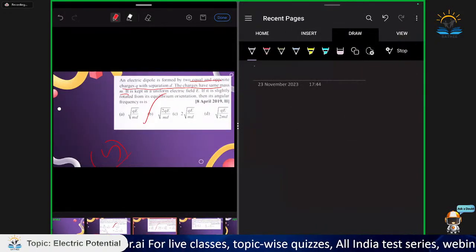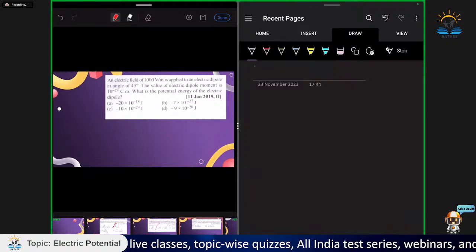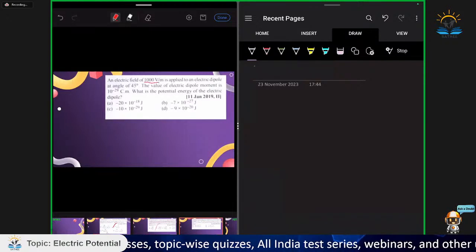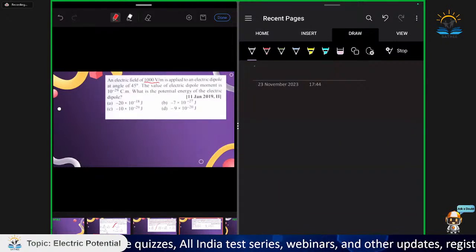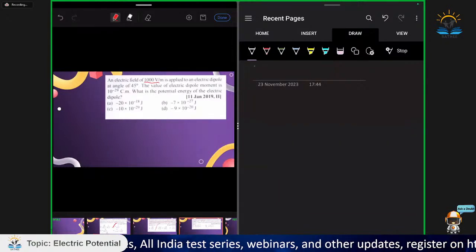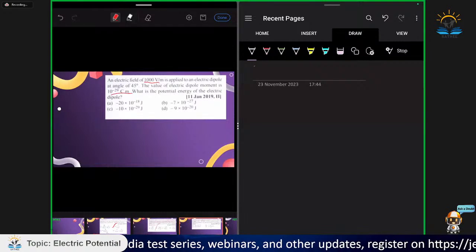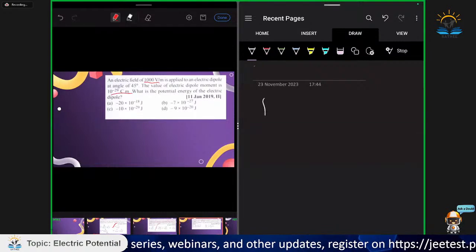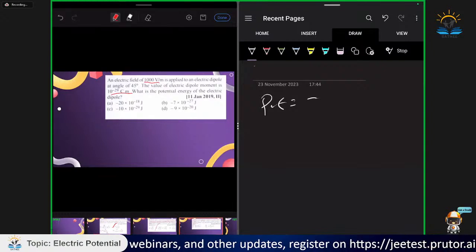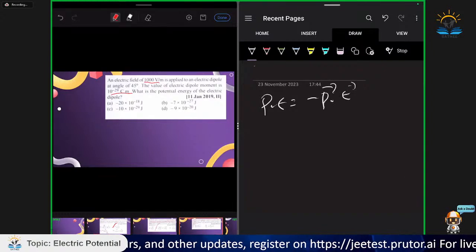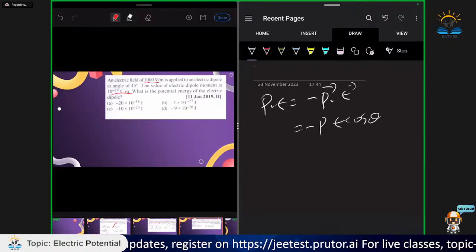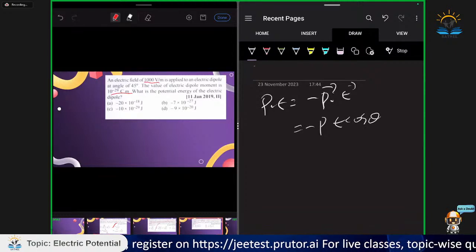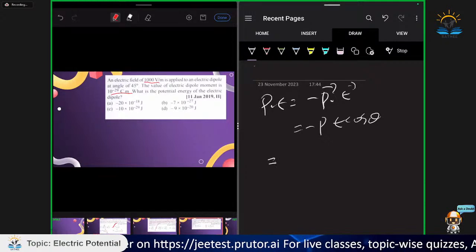Moving towards the next question. Electric field is given, dipole angle 45 degrees. We need the value of the electric dipole moment. Dipole moment is again given. Potential energy we know: potential energy is equal to minus P dot E, which is minus PE cos theta. What is P?